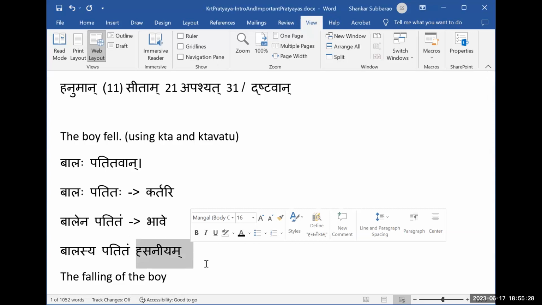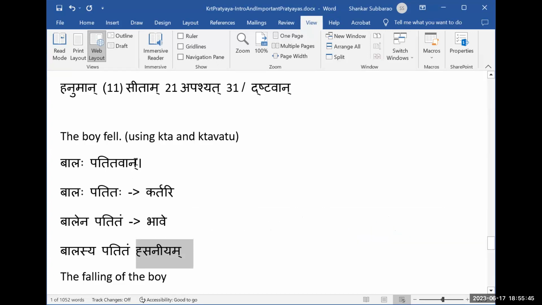Balasya patitam is complete. Now your question would be, Swamiji, but we don't have a Tinganta word here. Correct? Is that right or no? Good catch. The point is, these are things which I don't want to introduce on day one. But the fact is, these are valid. See, I can easily say, Balaha patitavan asti. This is implied. Patitavan is what? Fallen. I can add this, but it's not necessary.